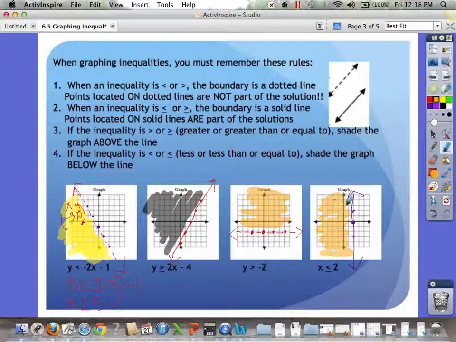Okay? All right, so if you wanted to check it, you can go back and say, okay, this point over here is 4. Is 4 less than or equal to 2? No. But is 0 less than or equal to 2? Yes. So you can check points on both sides to see if it's true or false, and then you know you shaded it correctly. Okay?